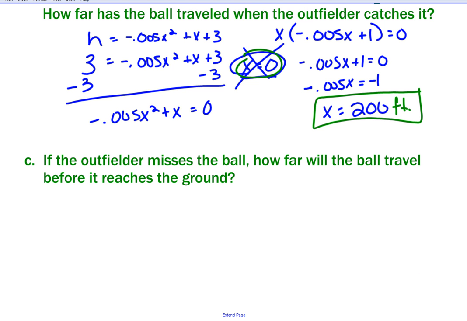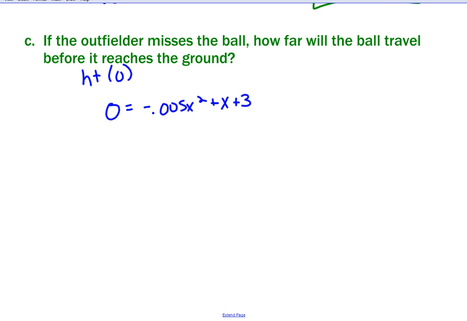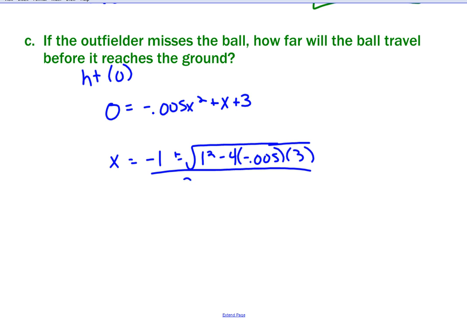And then it says if the outfielder misses the ball, how far will the ball travel before it reaches the ground? Well, the ground would be a height of 0, wouldn't it? The height would be 0 for the ground. So I'm going to take that same equation, but I'm going to plug a 0 in for y. And this one, I'm not going to try to factor this. I'm going to actually do the quadratic formula. So I'm going to say x equals negative b plus or minus the square root of b squared minus 4 times a times c all over 2 times a.